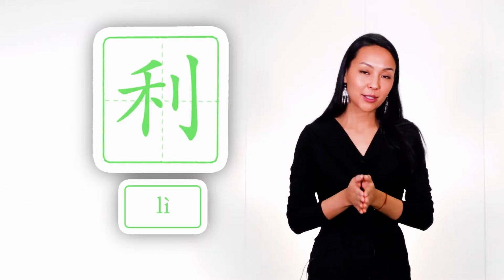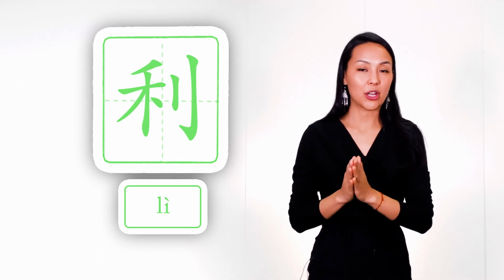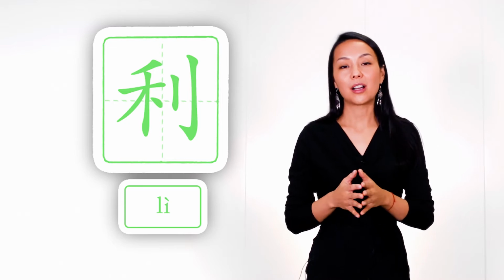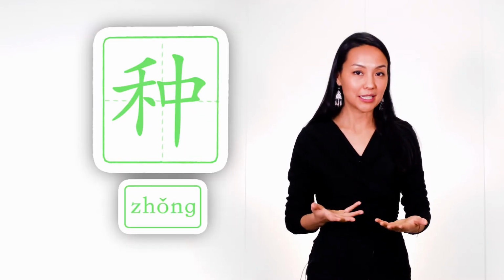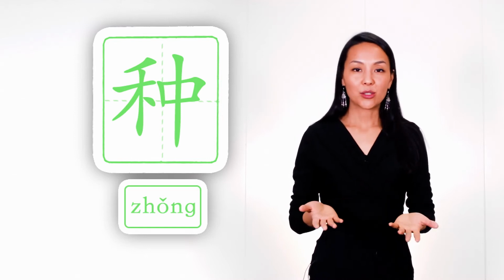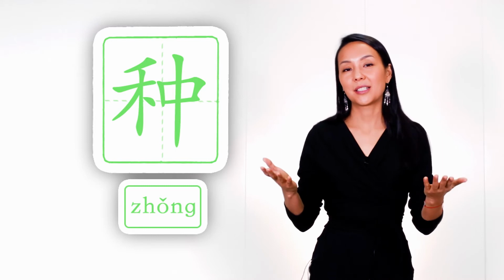The next example is the word sharp, 利. We see harvest plus knife, so our knife should be very sharp to gather our harvest. And the next example is the word to plant plants, 种. And obviously it has harvest, grains, because we plant grains.